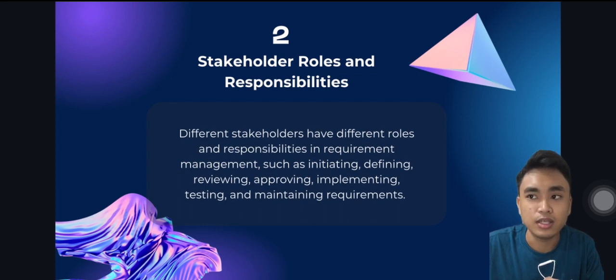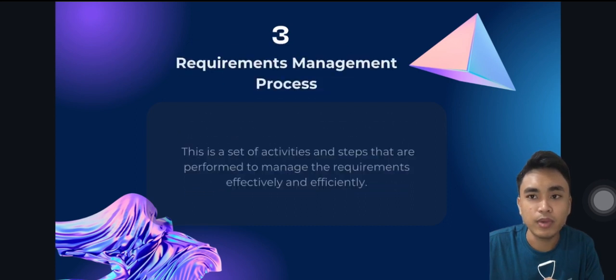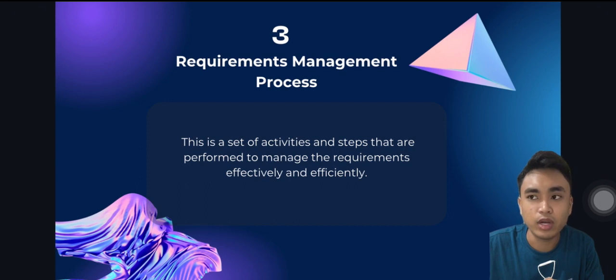The next is stakeholder roles and responsibilities. These are the tasks and duties of the people who are involved in or affected by the project or product. Some of the common stakeholder roles are project sponsor, manager, analyst, owner, product manager, developer, tester, and end user. Next is requirement management process. A typical requirements management process consists of the following phases: elicitation, analysis, specification, validation, prioritization, approval, traceability, change management, and verification.